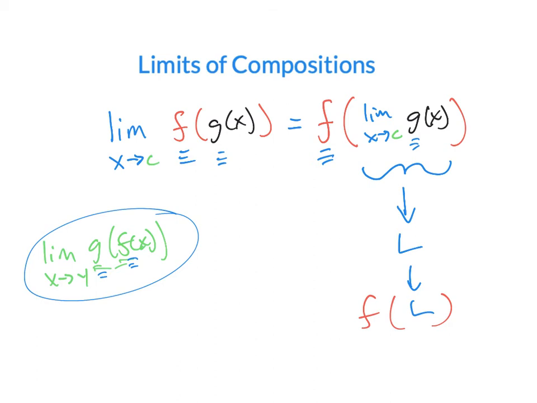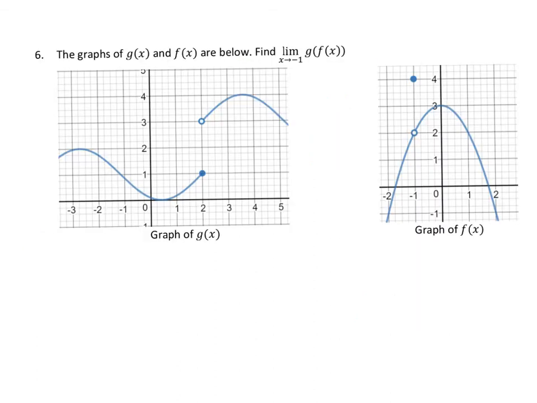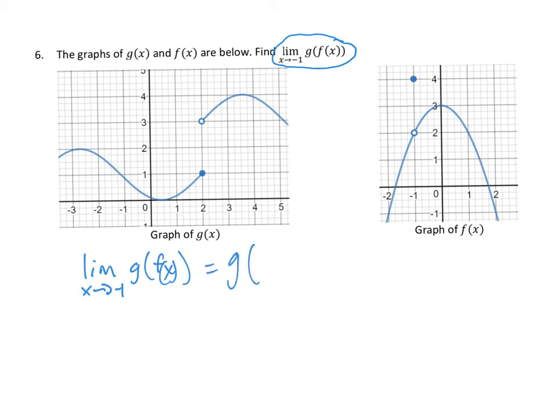Let's take a look at it on the next slide. So we're back at the original problem. Remember, they've done a switcheroo with us on the letters. We are looking for the limit as x approaches -1 of g of f of x. Based on our rule, the limit as x approaches -1 of g of f of x is equal to g stays on the outside, of the limit as x approaches -1 of f of x. So we're going to figure out this limit and use that answer in function g.